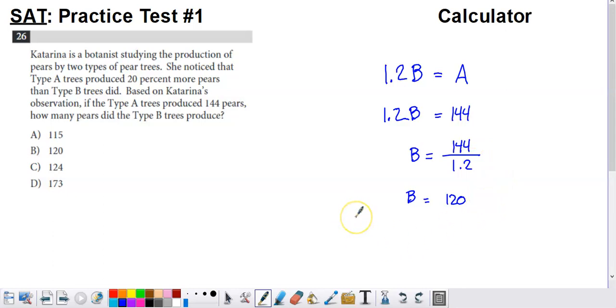You could have also done this with a proportion. You could have also done it with a slightly different method, but hopefully what we've talked about right here makes pretty decent sense. We'll go ahead and highlight that answer and be done.